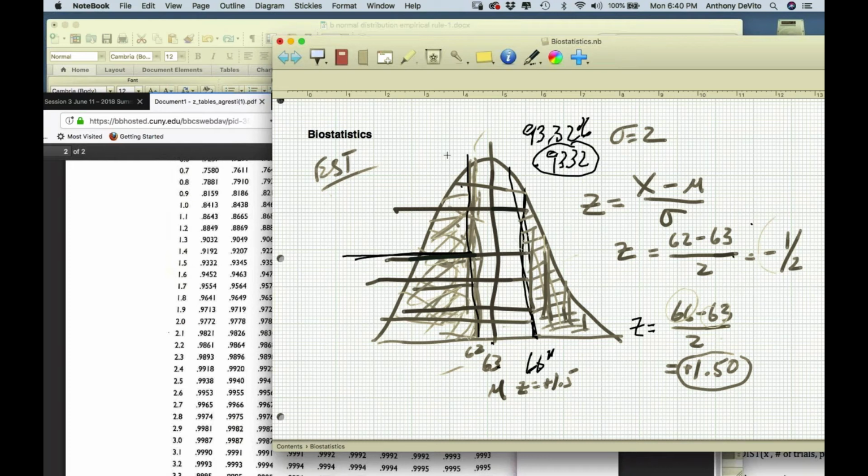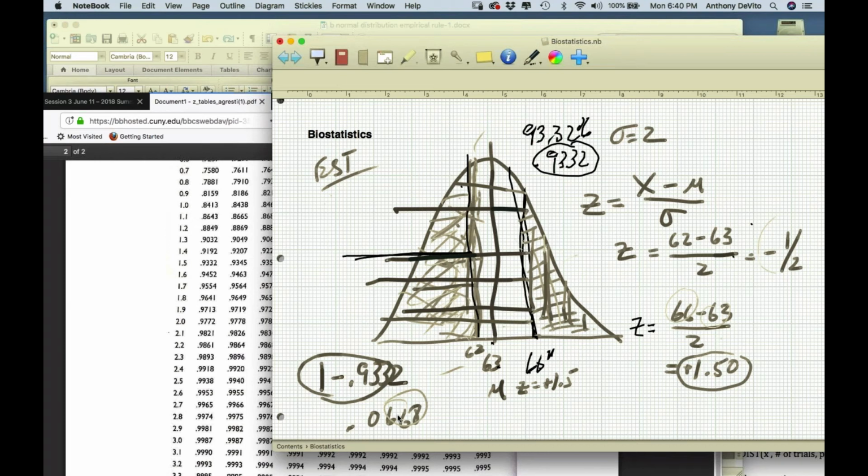How do I find that area? Well, I take 1 minus 0.9332, and that's going to be 0.0668. Does that sound right? Something around 6 or 7%, but a little less than 7% of the population is going to be above 66 inches. Or you could also look at it from the perspective that the probability of selecting a random individual from this population who's greater than 66 inches tall is approximately 7%.